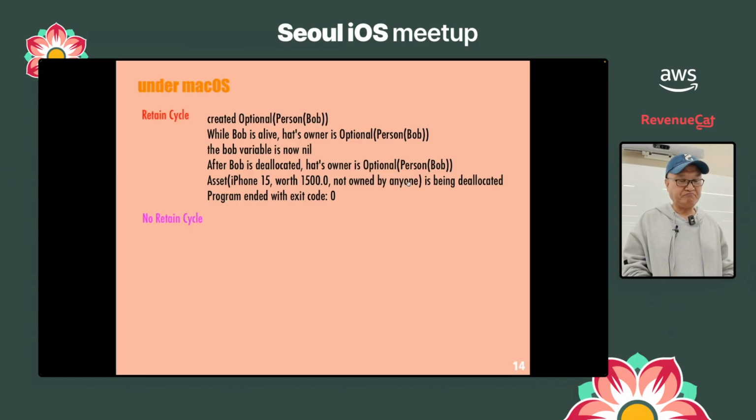And you might be figuring out two print statements are missing because that was a retain cycle. That's why it is unable to print here.